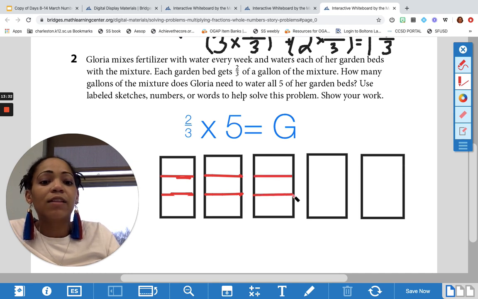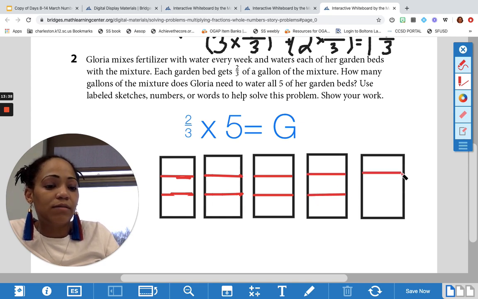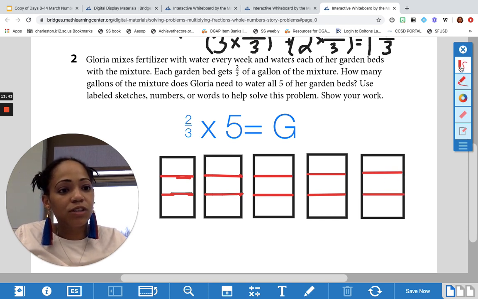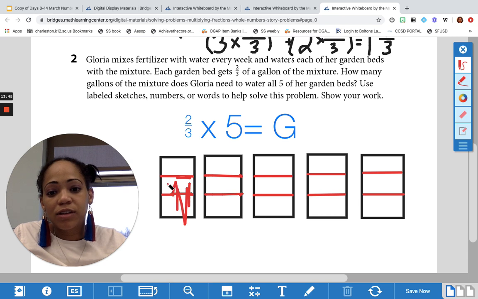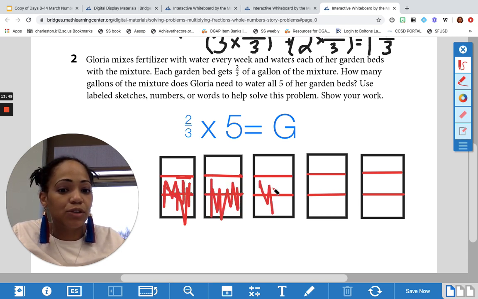and then 2/3 of a gallon for this bed, and 2/3 for each of the remaining beds, right? And I could shade them in just to make sure. I know you see thirds, but I'm only talking about 2/3 in particular. So here's my picture. You already have an expression.